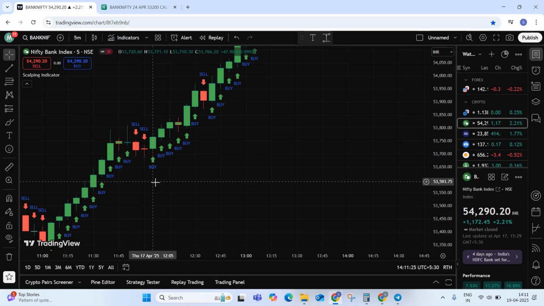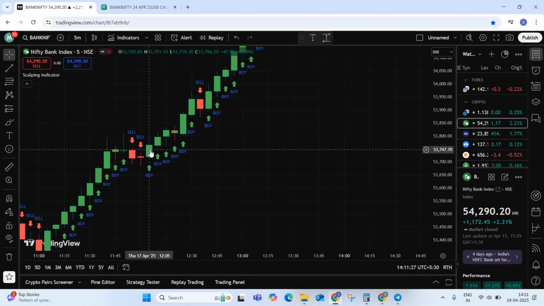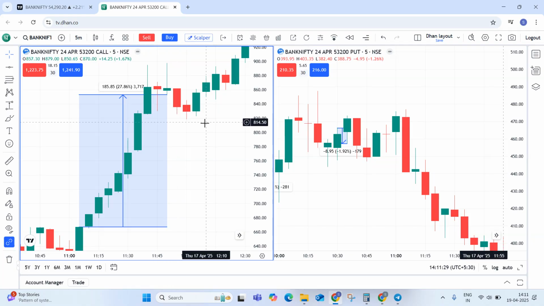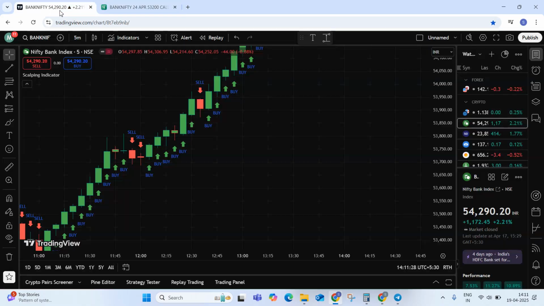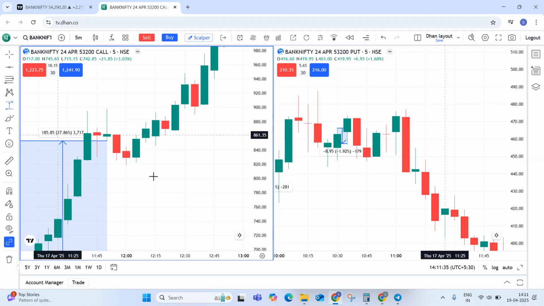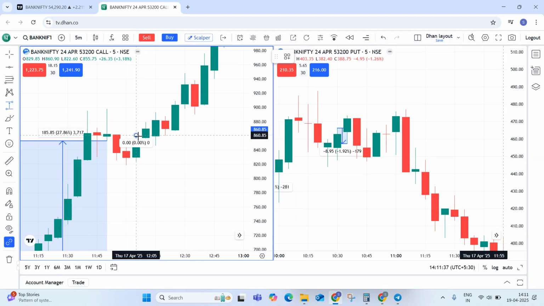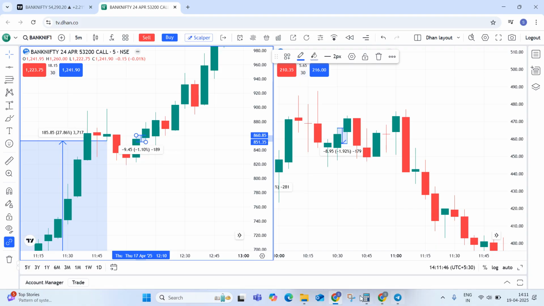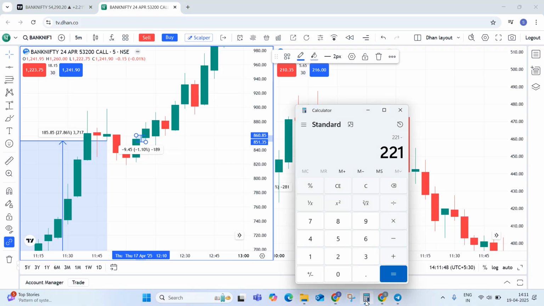Okay, and at 12:05 again it gave a buy option, so we will take a call option. Okay, same here. See, I will enter at 860. Okay, it went up to 879. As I mentioned, I will keep the stop loss at this candle's low. Here I got roughly 10 rupees stop loss.